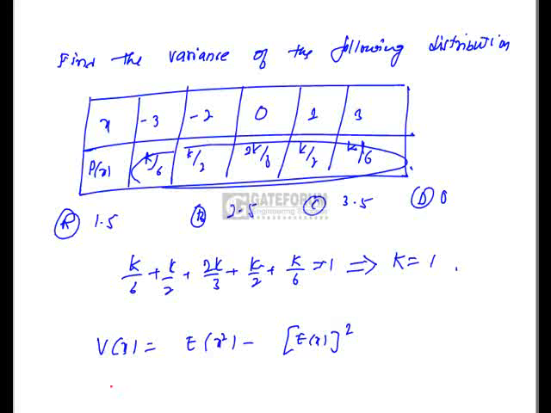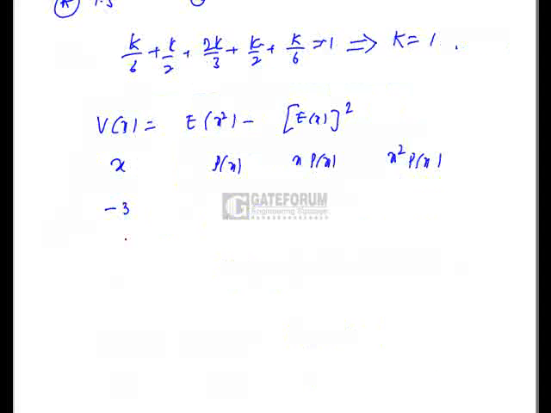To find that, let us make a table of x, then p of x, x into p of x, and x square into p of x. The values of x are minus 3, minus 2, 0, 2, and 3. Let us go for the sum here. Now the p of x values is nothing but 1 by 12, just multiplying this k by 6 to this minus 3.